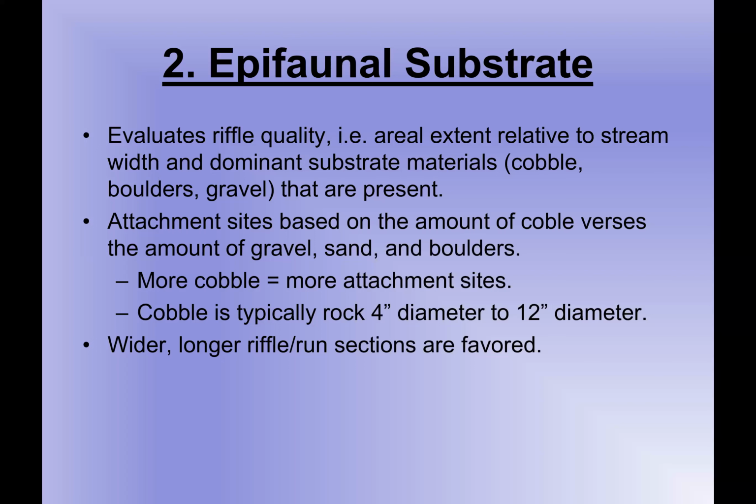So epifaunal substrate. Epifaunal is a big fancy word. It evaluates the riffle quality relative to stream width and dominant substrate. So what do you have on the bottom is really what it comes down to. Attachment sites are based on the amount of cobble versus the amount of gravel and sand. More cobble means more attachment sites for macros. Cobble is typically rock between 4 inches and 12 inches in diameter. And wider, longer riffle run sections are favored. So we're looking for areas where these macros can hide under rocks and larger rocks.